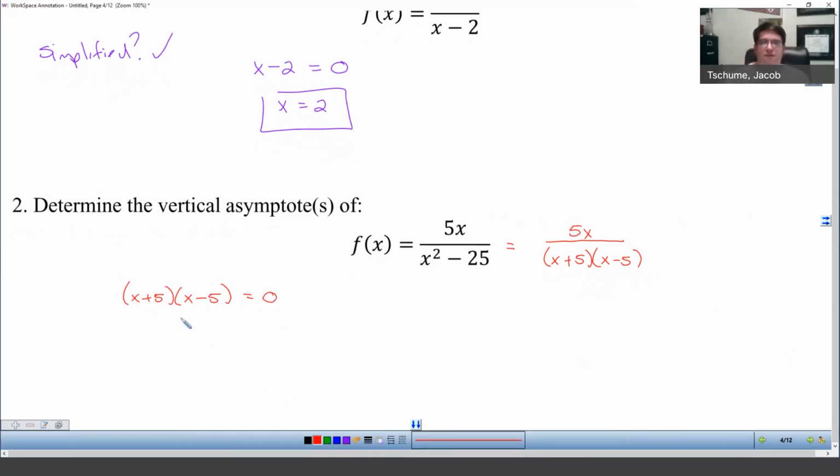Now, just like when you did factoring back in an algebra class, when this is factored and it's equal to 0, you'll set both terms equal to 0 separately. If you solve them both, the first one, if you subtract 5 over, that would be x equals negative 5. And the second one, if you add 5 to both sides, you get x equals positive 5. So this is an example that actually has two vertical asymptotes in the problem.